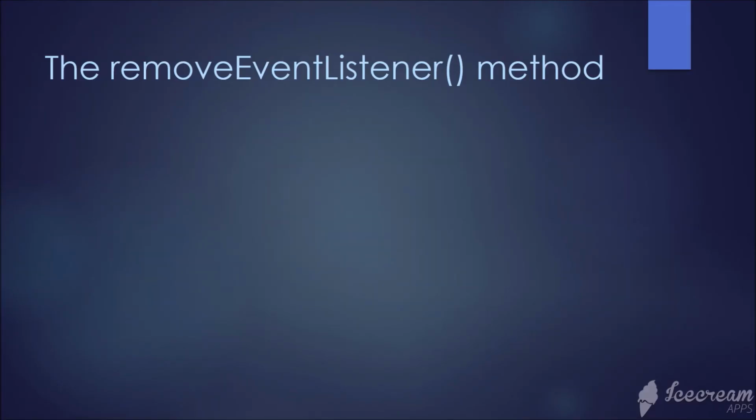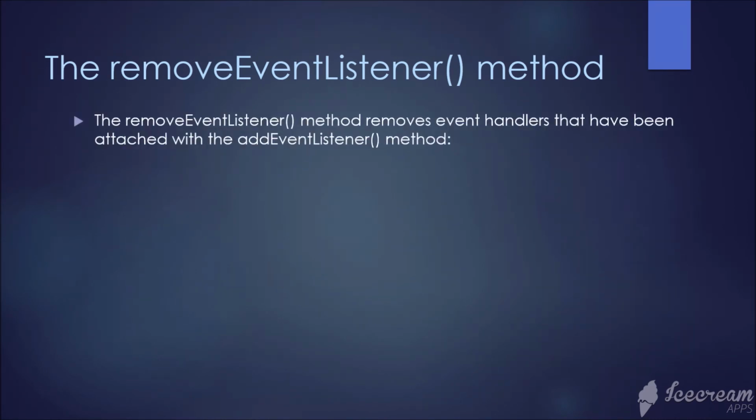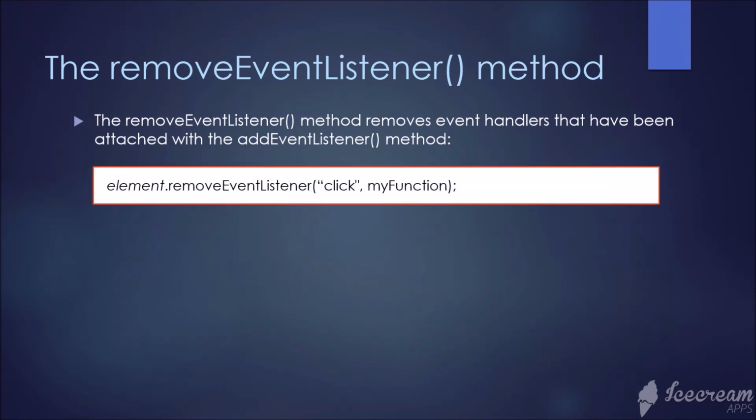Okay, so the next is the removeEventListener method. So the removeEventListener method removes the event handlers that have been attached with the addEventListener method. So, ito yung sample code natin. So, element, then the method, which is the removeEventListener. Then the event that you're going to handle, then yung function. So, dapat yung function dito, magkatulad sila nung sa function sa addEventListener. Okay?